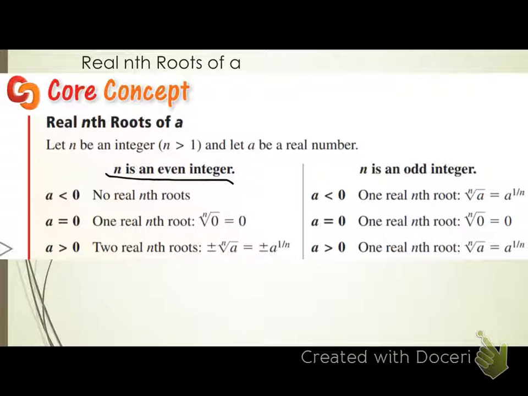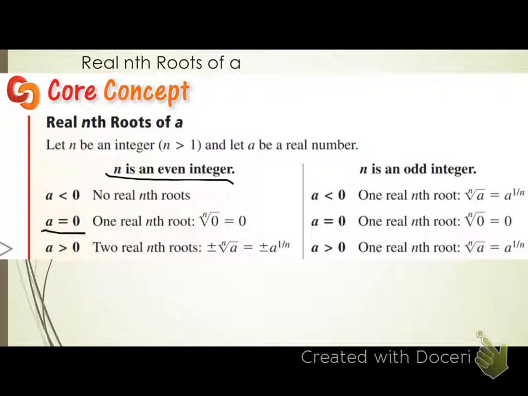If the number that I'm taking the even root of is less than 0, then there are no real nth roots. Remember, when we're talking about real numbers, we cannot take an even root of a negative number. All my negative numbers are less than 0. So if I'm taking the even root of a negative number, I don't have any real nth roots. Now remember, I can have imaginary roots, but right now we're just talking about real numbers. So I don't have any real nth roots.